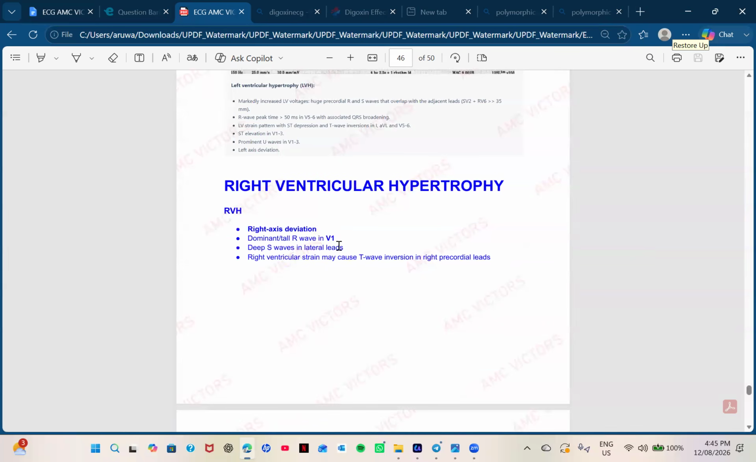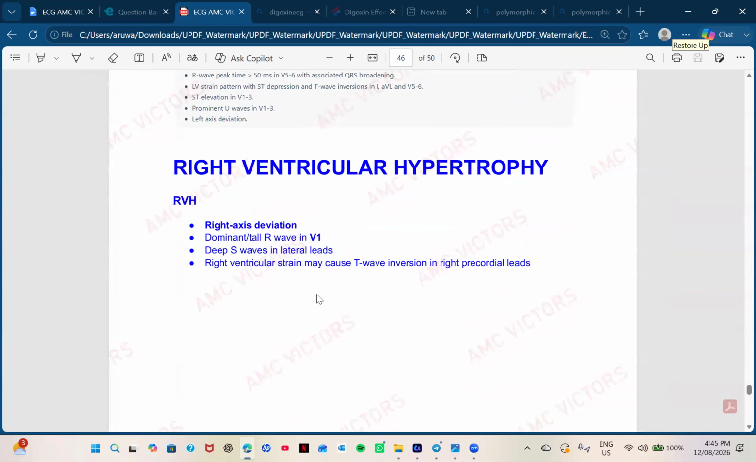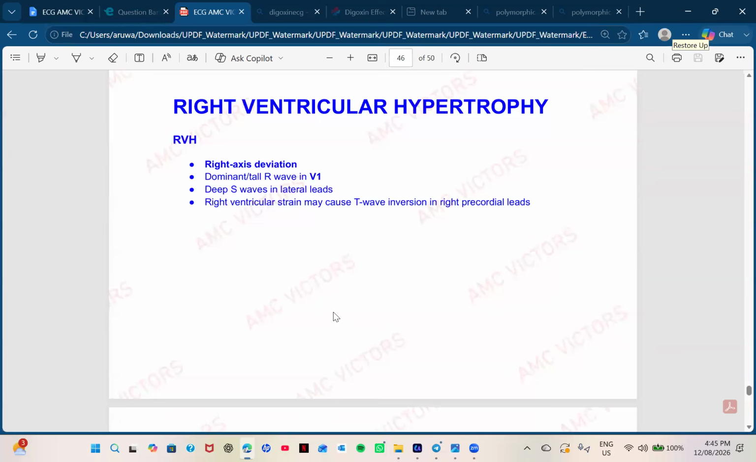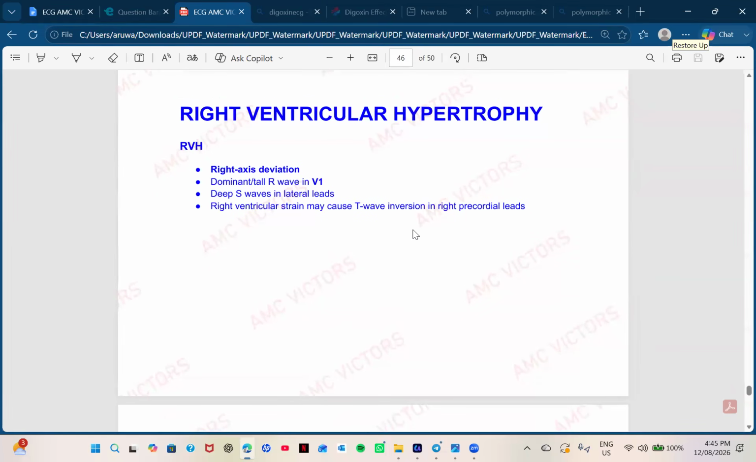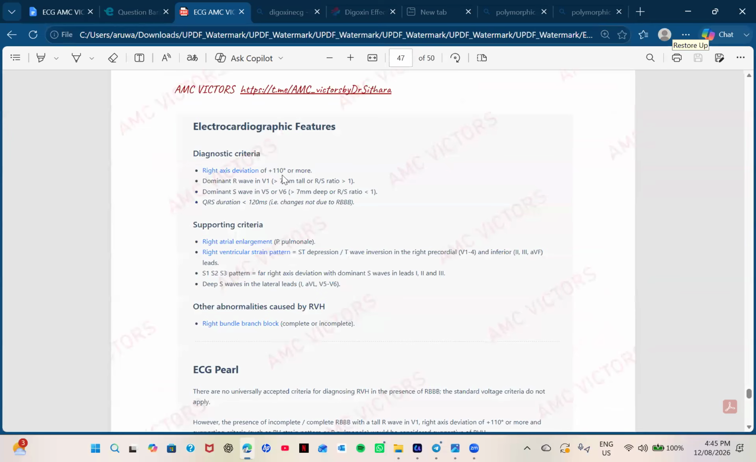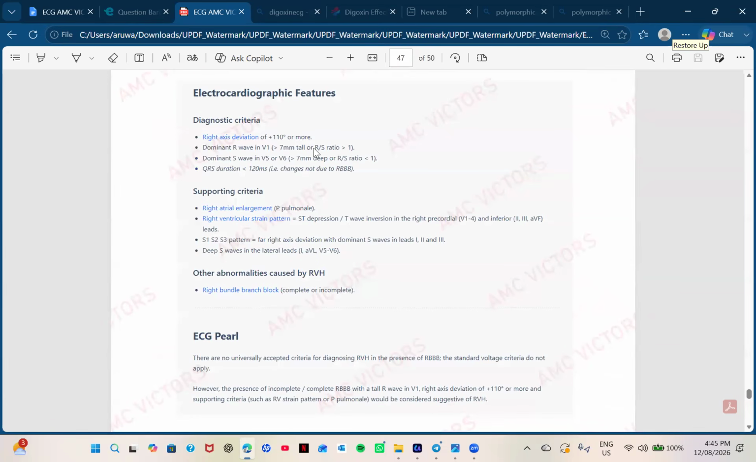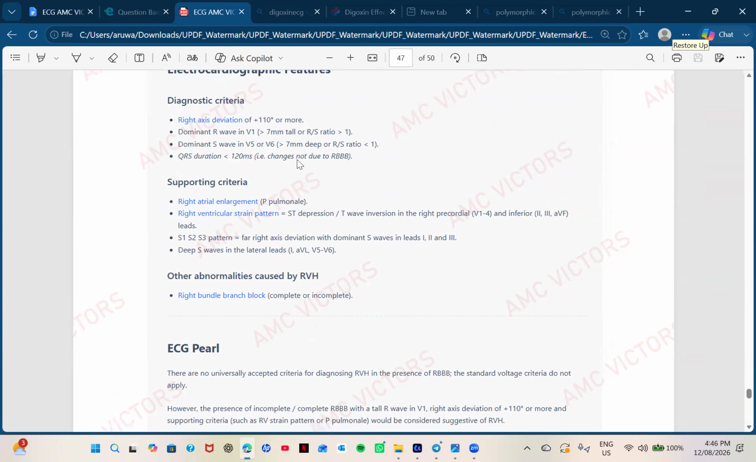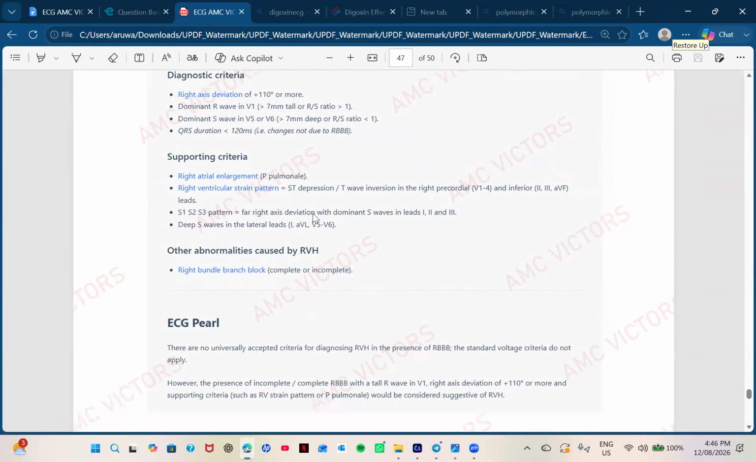Okay, right ventricular hypertrophy: right axis deviation, dominant tall R waves in V1, deep S waves in lateral leads, right ventricular strain may be caused, T wave inversion in the right precordial leads. So here they have given again the diagnostic criteria from Life in the Fast Lane. Right axis deviation, dominant R wave in V1. Remember the V1. Dominant S wave in V5 or V6. QRS duration less than 120 milliseconds.